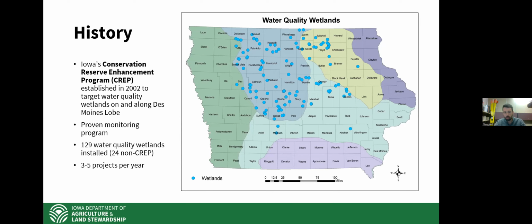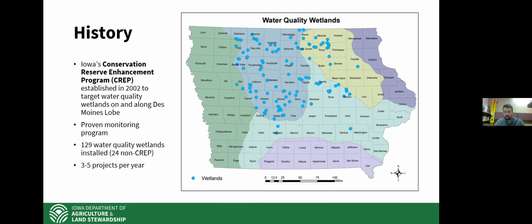We'll go through this in a little more detail, but we have additional funding programs that can help scale up implementation. We're still working very much in north central Iowa on and along the Des Moines Lobe, but also expanding into some of our other priority watersheds in the state.